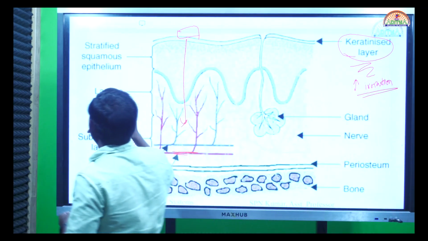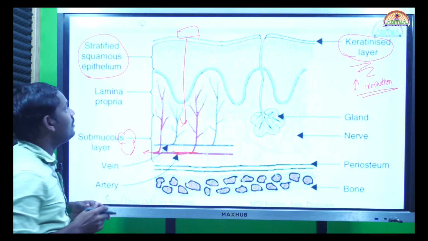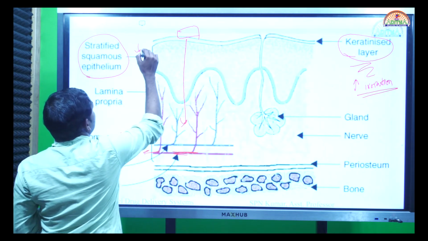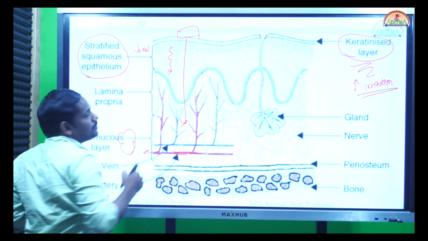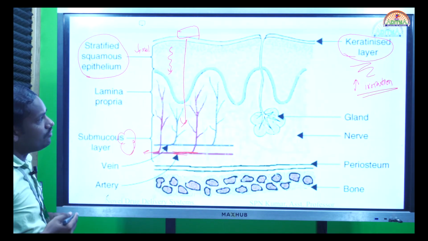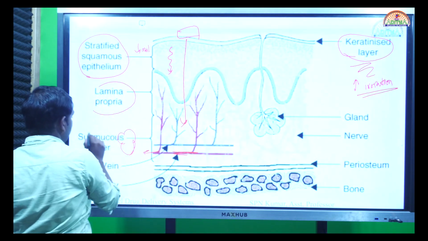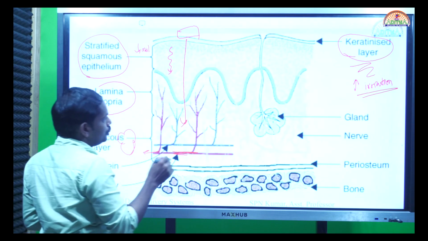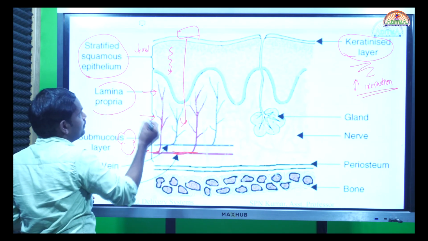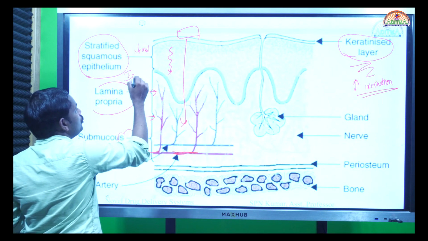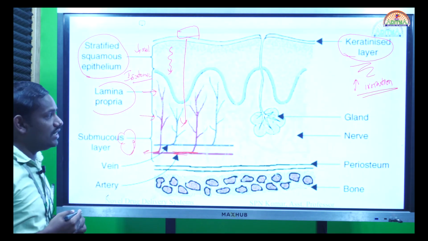After which we have a stratified squamous epithelium. So your drug should have a lesser molecular weight such that it can pass through these small passages present between the cells. After which we have the various layers like lamina propria and submucous layers. Your drug should not cause any irritation in between these layers. Whatever its pH is, it should be isotonic with that of these layers, otherwise it may cause irritation.